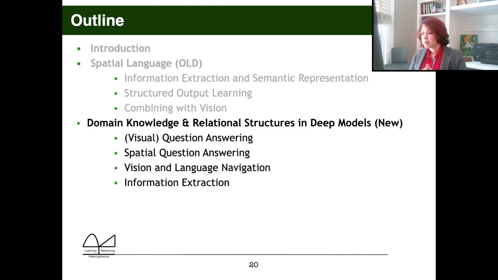So in the second part of the talk, I will be talking about different types of problems that we solve, like question answering, visual question answering, and navigation. And in all of these tasks, we try to model a structure or inject knowledge in one way or another to examine this hypothesis: how can a structure be helpful?